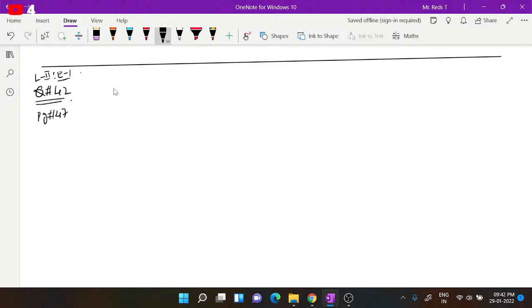Okay, so how to deal with this kind of question? See here, you have to apply the concept of relative velocity. So let us consider a tower of height h equal to 100 meters.